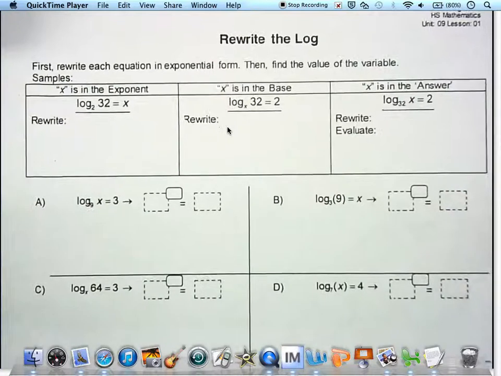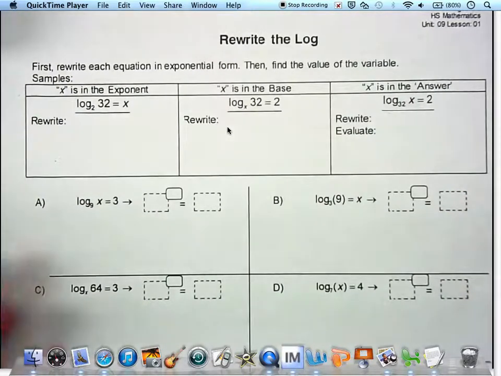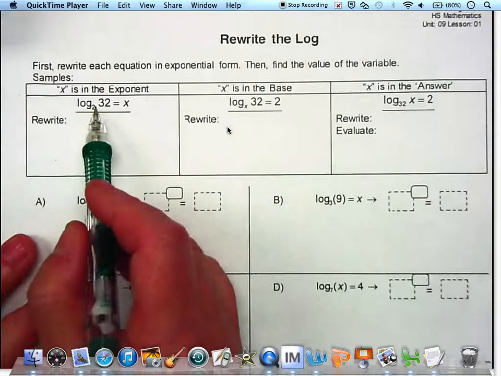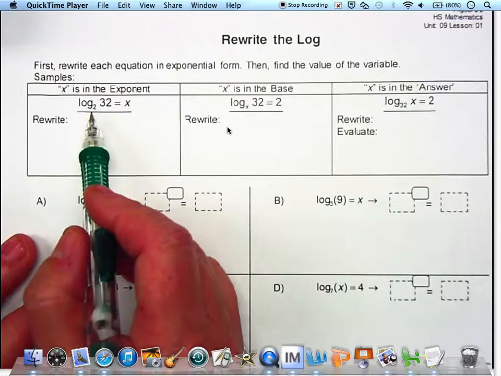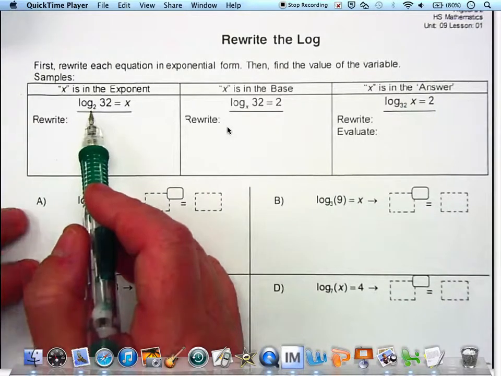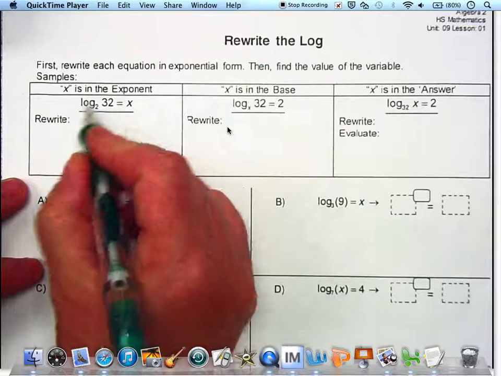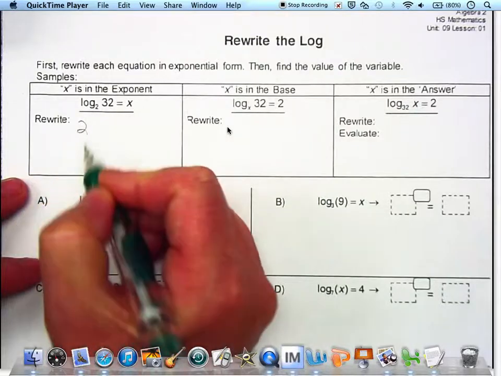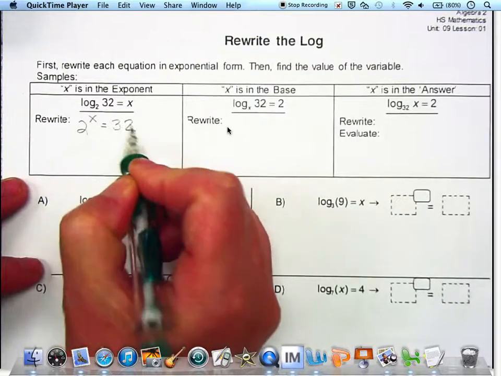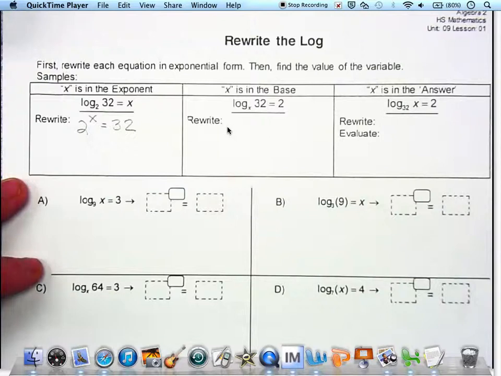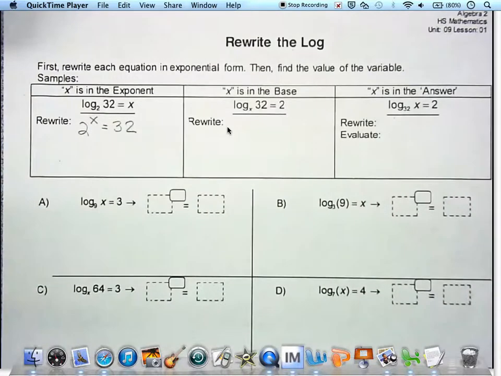Okay. This is called rewrite the log, because we're going to rewrite the log as an exponential and then find out what x should be to make it true. All right, so you start with the base. What's the base of this? 2 to the x equals 32. Okay, and then you do 2 to what power? We get 5. 2 to the 5.